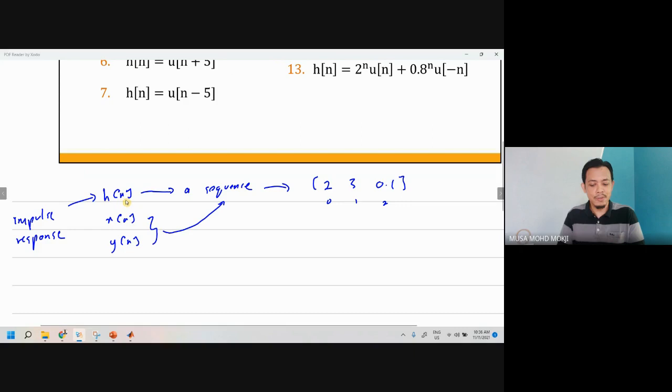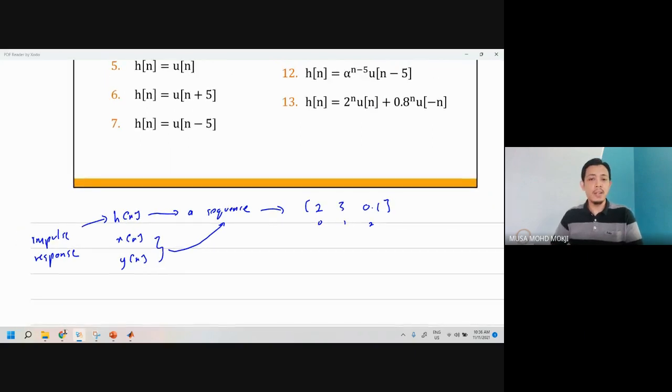Do not confuse that, because in maths everything is just a sequence, but in DSP h[n] is a system and x[n] and y[n] are signals. Signal and system is for DSP, it's not for maths. So this is where the DSP concept comes in. But in maths, they see everything the same. It's just a sequence. So Z transform is actually done on a sequence.